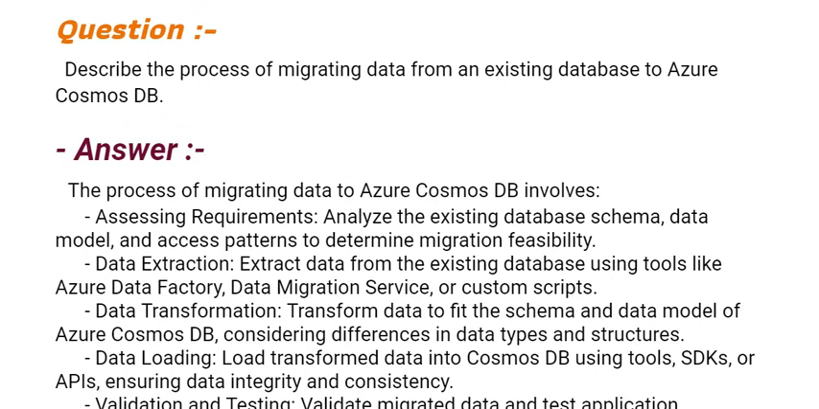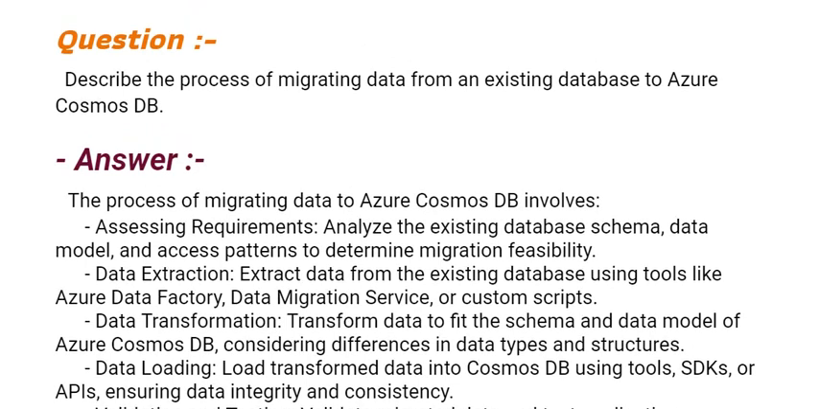Our next question is, describe the process of migrating data from an existing database to Azure Cosmos DB. Your answer should be: the process of migrating data to Azure Cosmos DB involves the following. The first one is assessing requirements. Analyze the existing database schema, data model, and access patterns to determine migration feasibility. The second one is data extraction. Extract data from the existing database using tools like Azure Data Factory, Data Migration Service, or custom scripts.